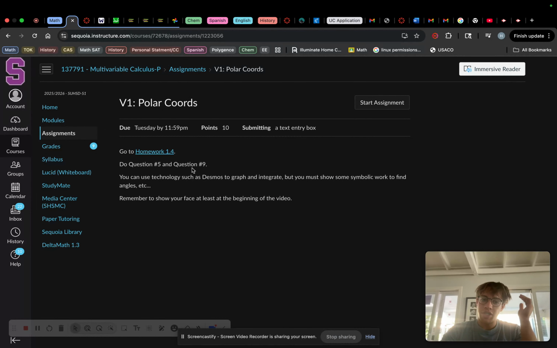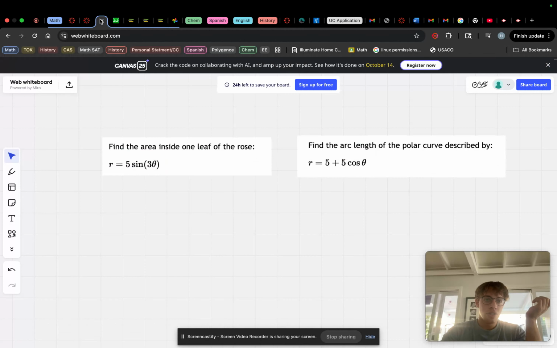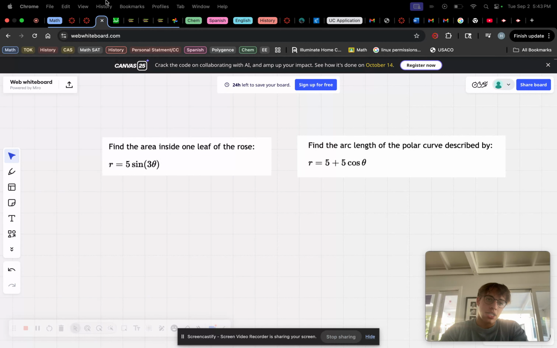So I'm going to be doing questions 5 and 9 from homework 1.4. First thing I want to look at is question 5. I'm going to use Desmos to first look at the graph. So I have question 5 right here. Find the area inside one leaf of this rose, and that's the equation.